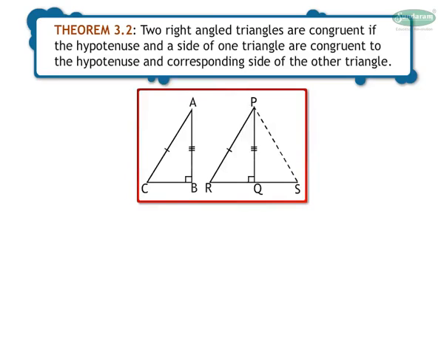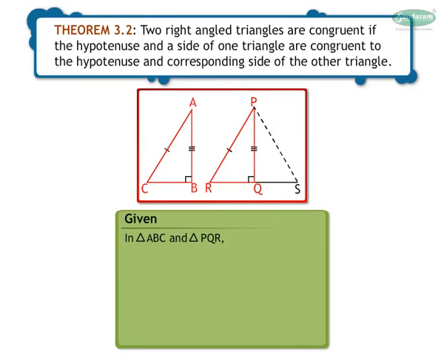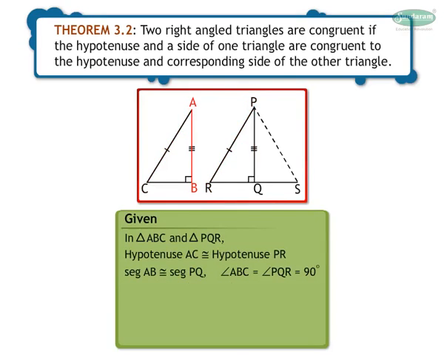See the figure alongside. It is given that in triangle ABC and triangle PQR, hypotenuse AC is congruent to hypotenuse PR. Segment AB is congruent to segment PQ. Angle ABC is equal to angle PQR is equal to 90 degrees. We have to prove that triangle ABC is congruent to triangle PQR.